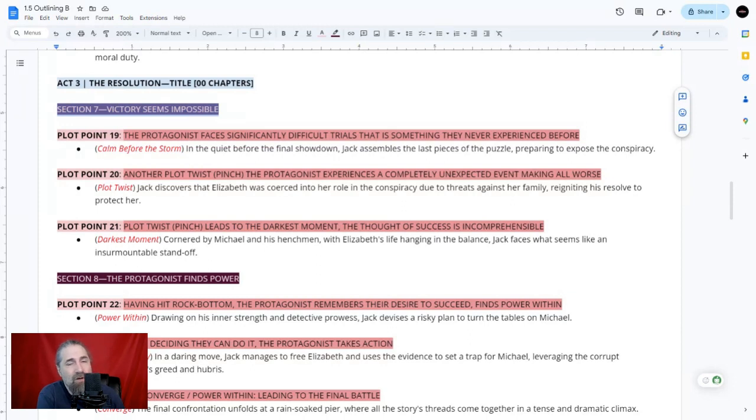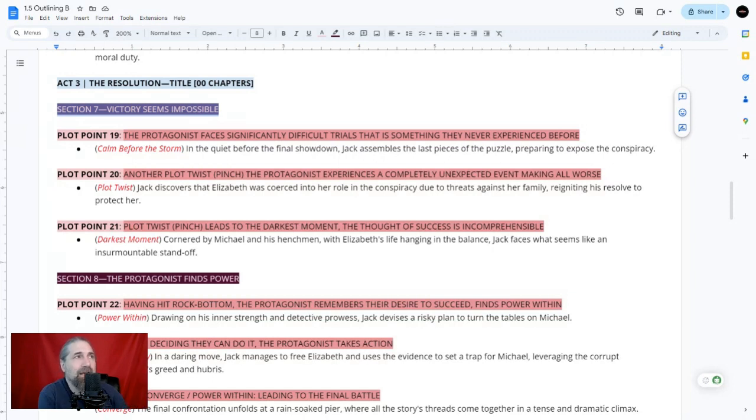Now, this is also a pinch. The reason it's not a plot twist is because a plot twist wouldn't put pressure on you through the pinch. It shouldn't put you in a bind. This is causing him to make a decision, because everything he thought was one thing. He's like, oh, wait. I had feelings for Elizabeth, I cared about her safety, but I thought she was a bad person. But not only is she a good person, she's doing this under duress.